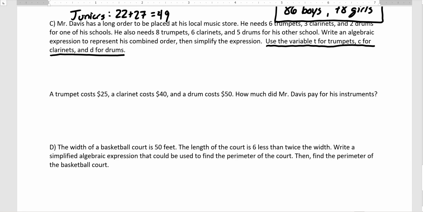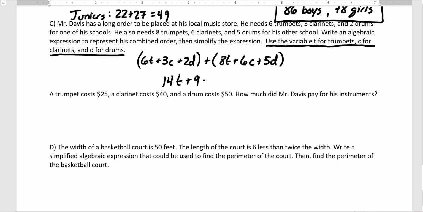All right, let's see how we did. So Mr. Davis is placing a big order. He needs 6 trumpets, 3 clarinets, 2 drums for one of his schools, 8 trumpets, 6 clarinets, 5 drums for the other. So his order would be 6T plus 3C plus 2D, and then I'll add that to 8T plus 6C plus 5D. All right, now if I were to simplify this, I would get 14T plus 9C plus 7D.